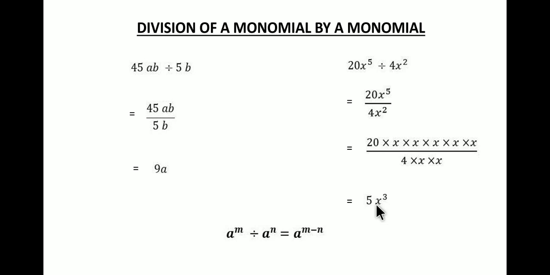Using this knowledge, let's move on to exercise 19d. This is the method that we are going to follow. In exercise 19d, question number 1, I'm not going to do the first question of question number 1. I'm going to do question number 6.